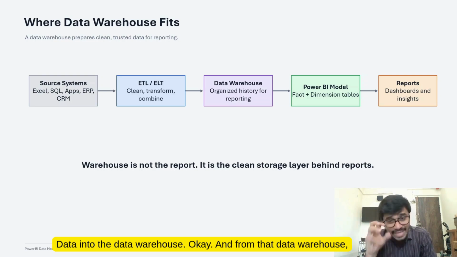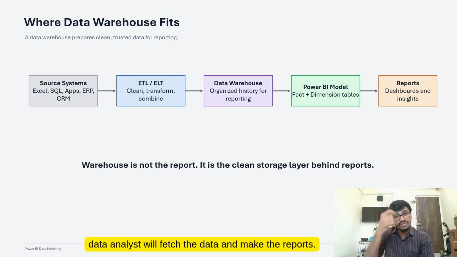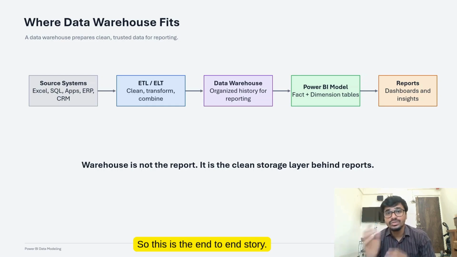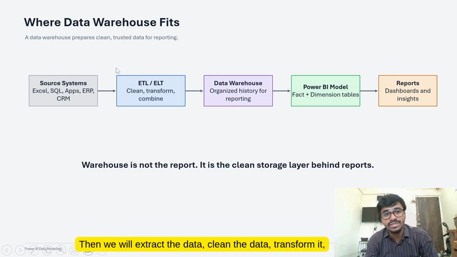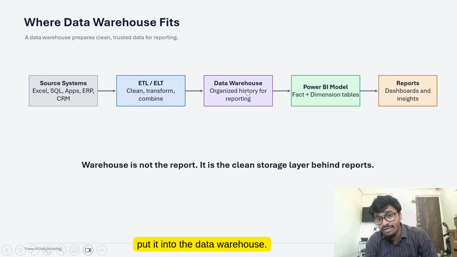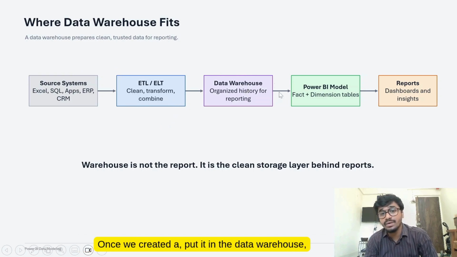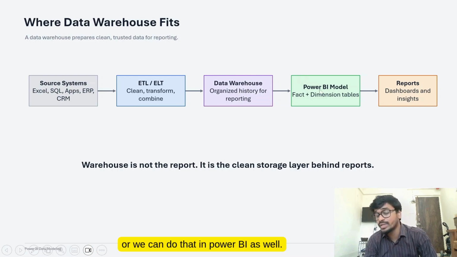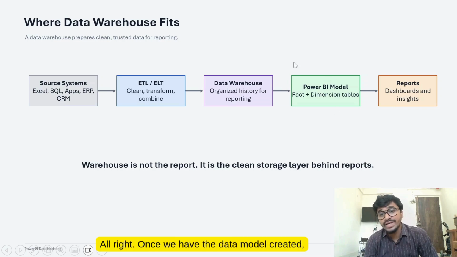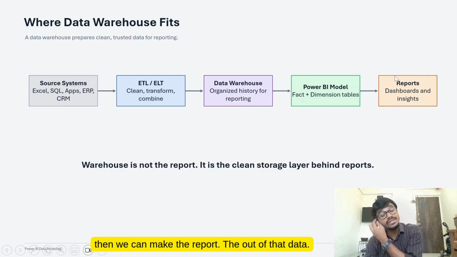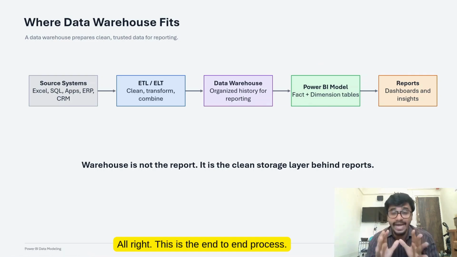From that data warehouse, the data analyst will fetch the data and make the reports. So this is the end-to-end story, and this is what's shown here. We will have the source system, then we will extract the data, clean the data, transform it, and put it into the data warehouse. Once we put it in the data warehouse, either we can have the model in there, or we can do that in Power BI as well. It's up to you. Once we have the data model created, we can make the reports out of that data. This is the end-to-end process.